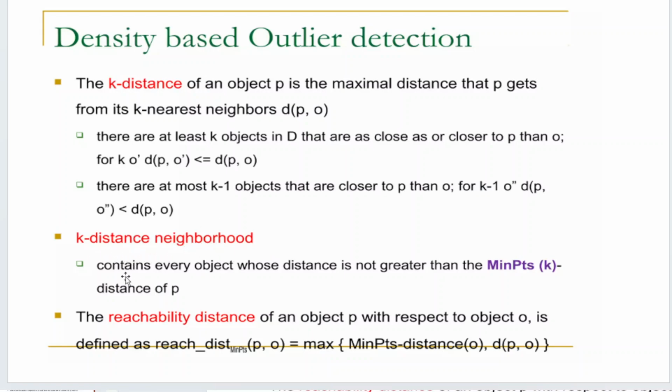The k-distance neighborhood contains every object whose distance from p is not greater than the k-distance of p. So for a particular object p, the distance should not be greater than the k-distance. And the reachability distance of an object p with respect to the object o is defined as: reach-dist of p comma o is equal to the maximum of the k-distance of o, and the distance of p comma o.